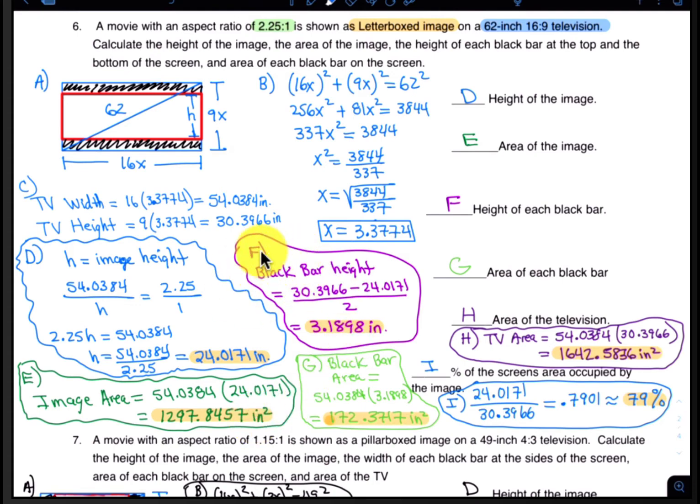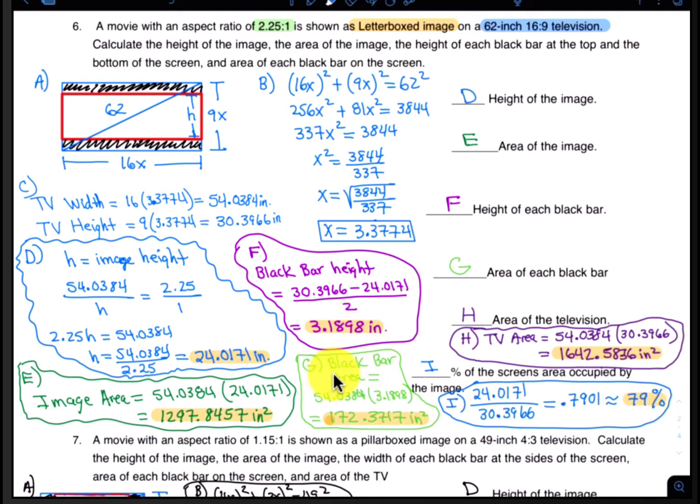Move to section F here, and that's finding the black bar height. The black bar's height is equal to the height of the entire television screen minus the height of the image and then divided by 2. So the height of the television screen is 30.3966 minus the height of the image, which is 24.0171, and then you divide all of that by 2. So the black bar's height is 3.1898 inches.